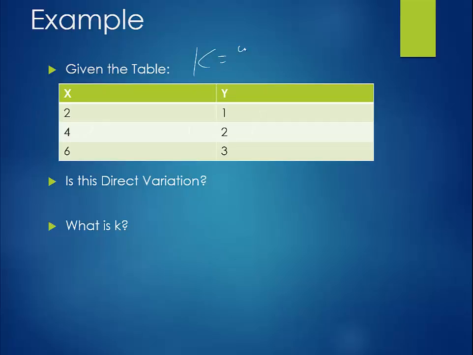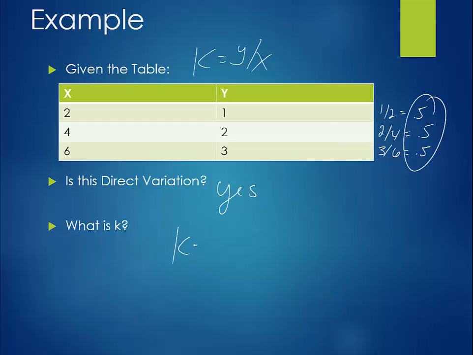For our next example, we're given a table again, x and y values. k equals y divided by x. So now let's take our y divided by x. 1 divided by 2 is going to be 0.5. 2 divided by 4 is going to equal 0.5 as well. And 3 divided by 6 equals 0.5. So is this direct variation? We're going to say yes because all of our values are the same. And k will just equal 0.5.